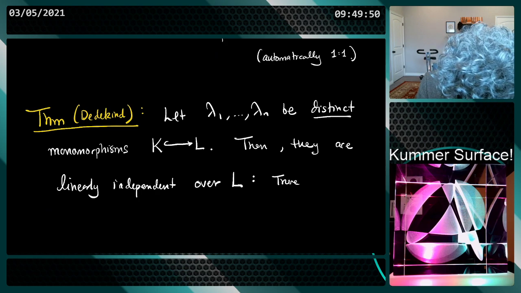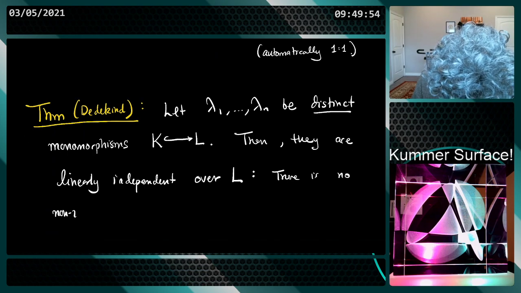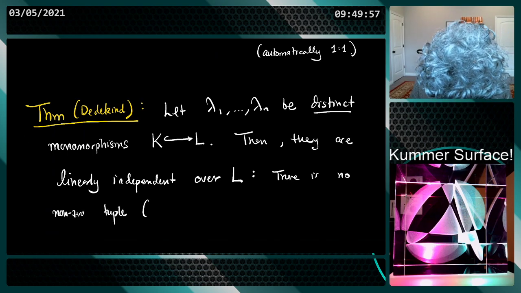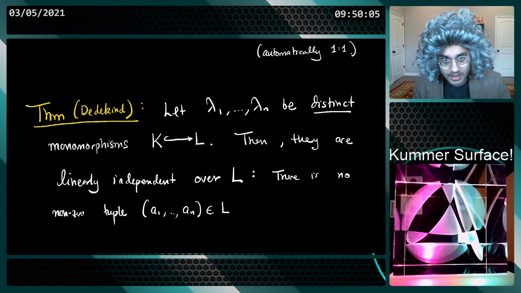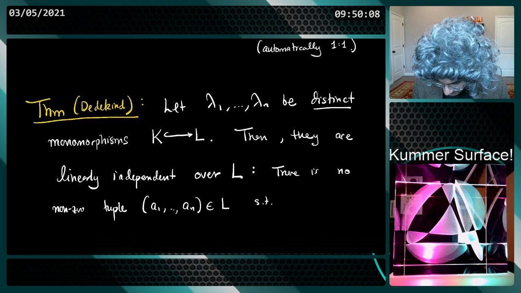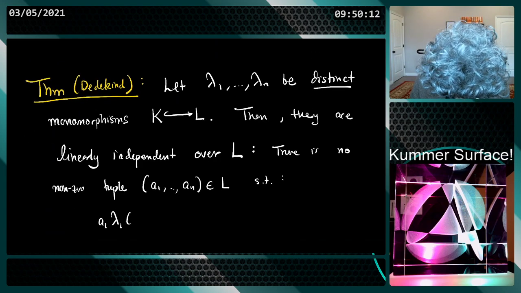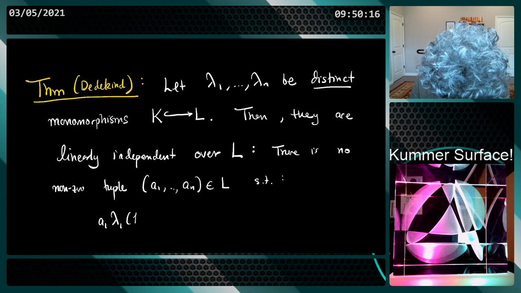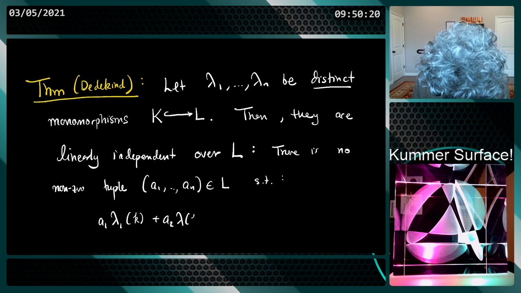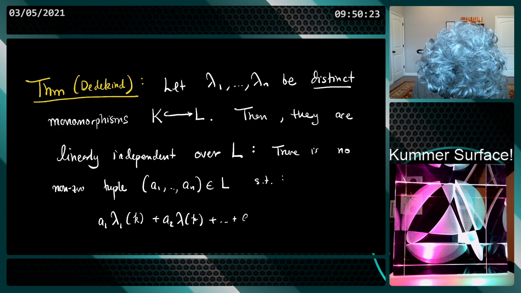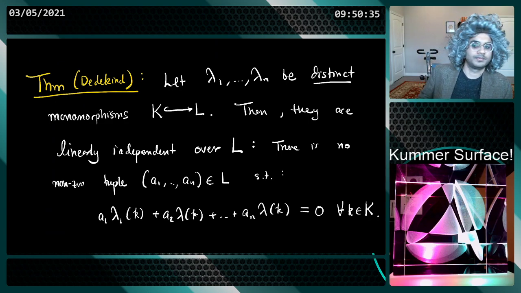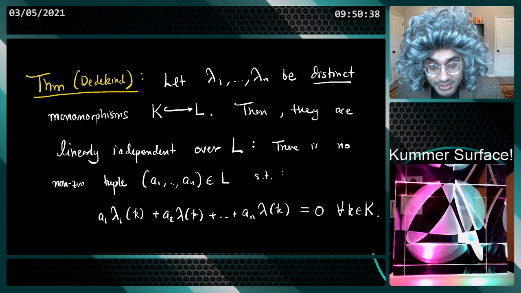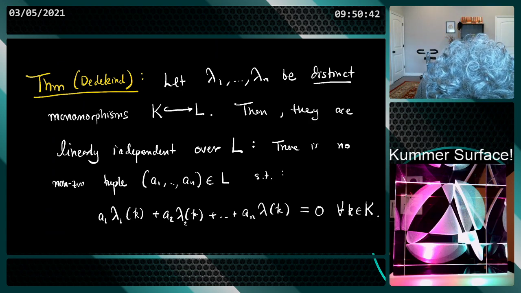Okay, let me say it like this. There is no non-zero tuple a1 up to an of numbers in L such that a1 lambda 1 of an element plus and so on equals zero for all elements in the field K. So that means lambda 1, lambda 2, lambda n.